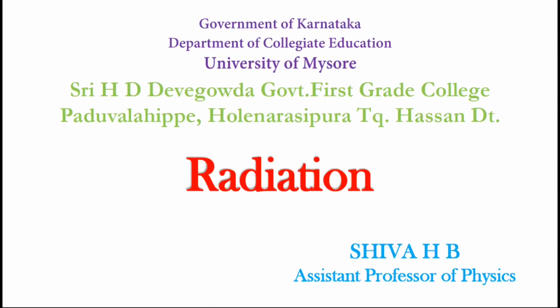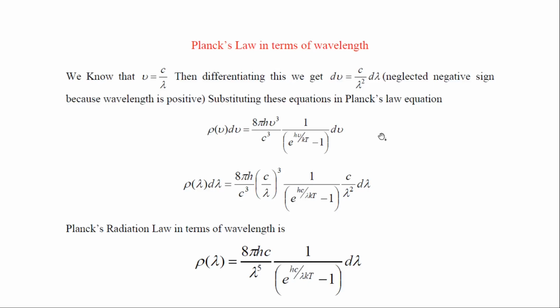Dear students, in this lecture we will derive Rayleigh Jeans law from Planck's law of radiation. In the previous lecture we have derived Planck's law of radiation, that is rho of nu d nu is equal to 8 pi h nu cube by c cube into 1 by e power h nu by kT minus 1 into d nu. This equation is in terms of frequency.